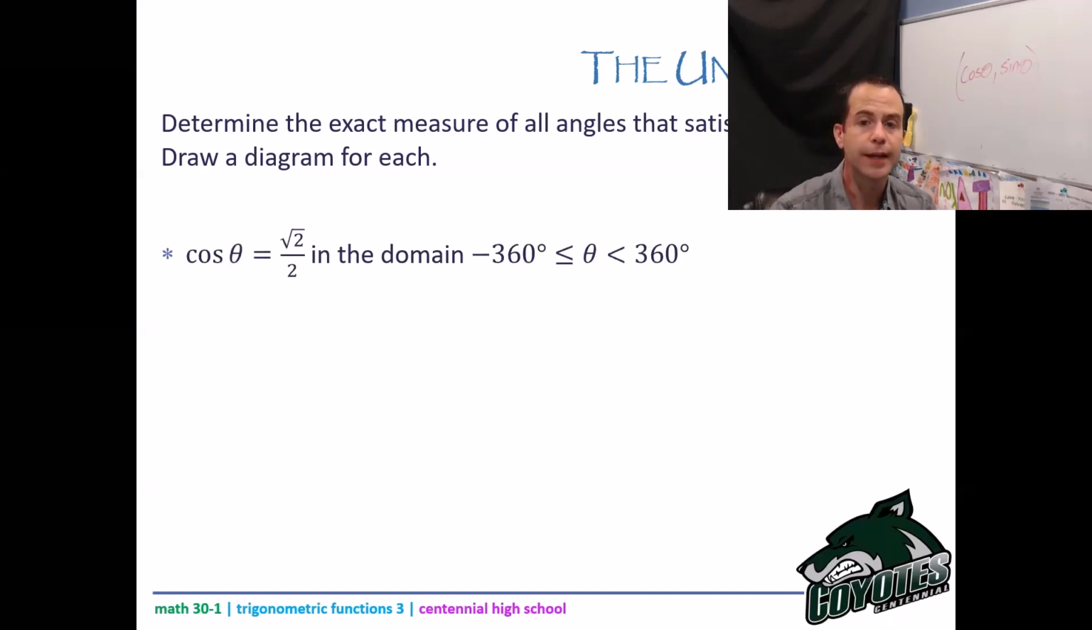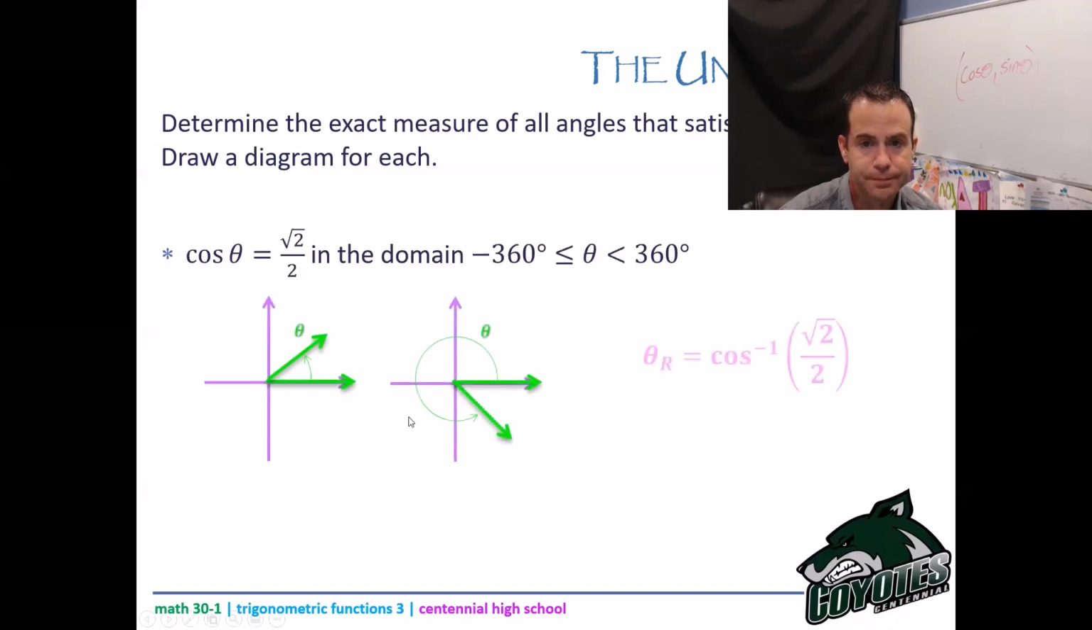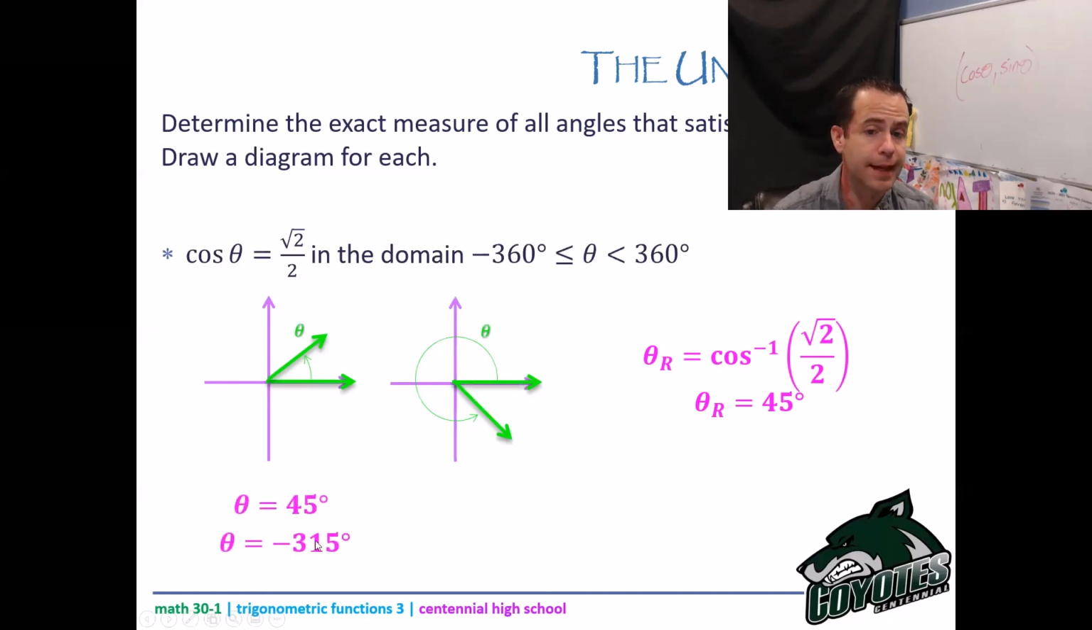Okay, so then in quadrant 1, I'd have 45 degrees. But then I also want to get a coterminal angle. For the coterminal angle, I just subtract 360, and that gives me negative 315. In quadrant 4, this would be positive 315 because I'm going 360 minus. And then to get the coterminal angle, I'll subtract a circle from that and get negative 45.